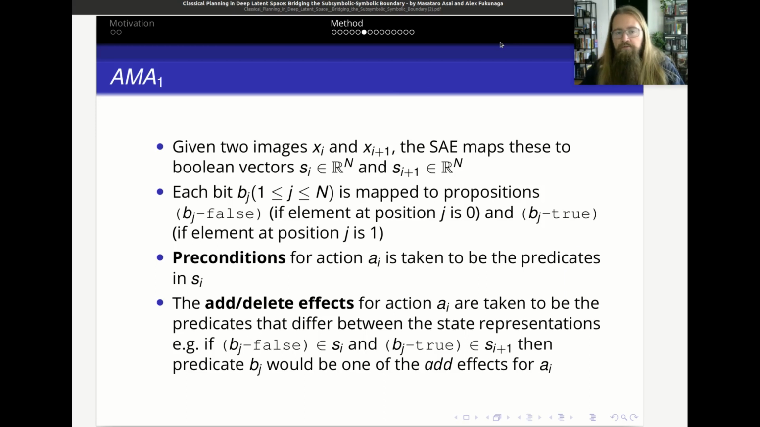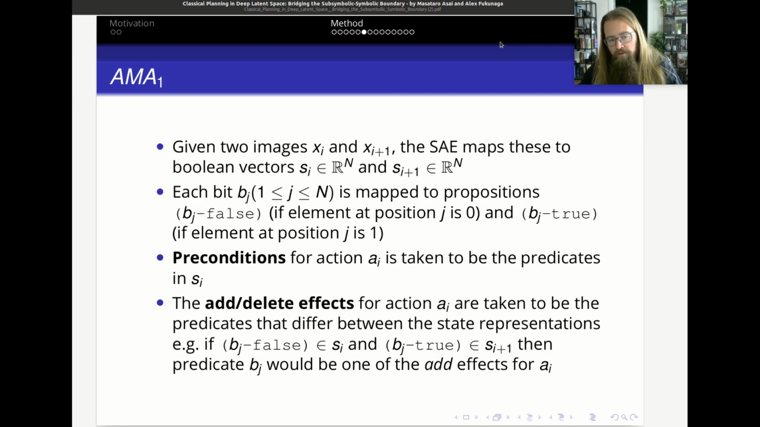So in the first case, we're given two images and assume that between these images an action was performed. So first we map both images into Boolean vectors, and then these Boolean vectors can be considered your predicates that are true in the states. So 0 would mean this predicate is false. 1 would mean that the predicate is true.